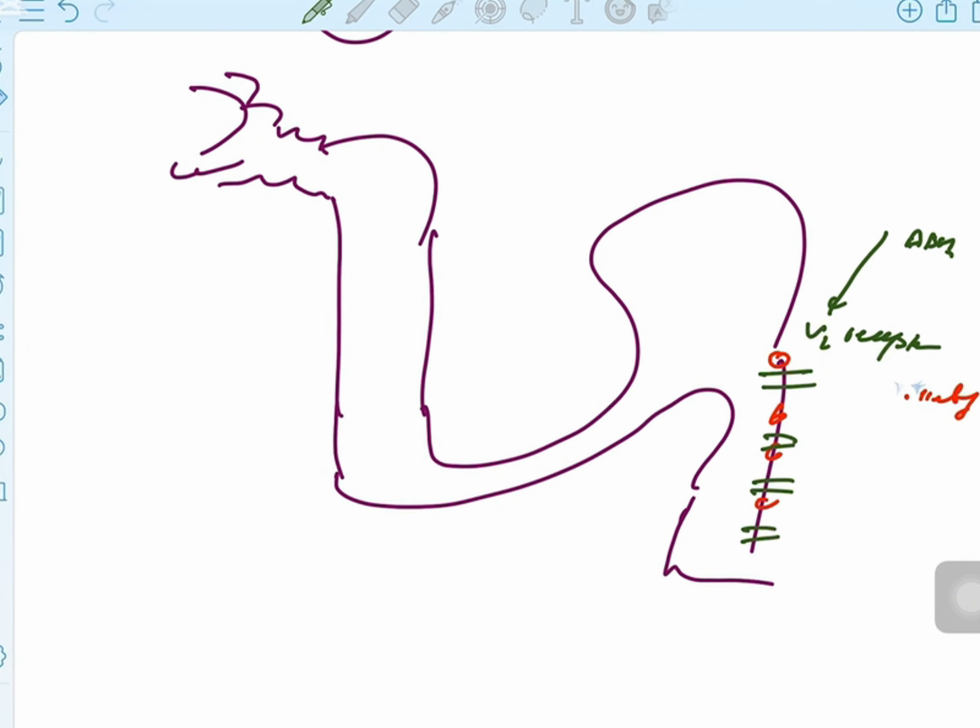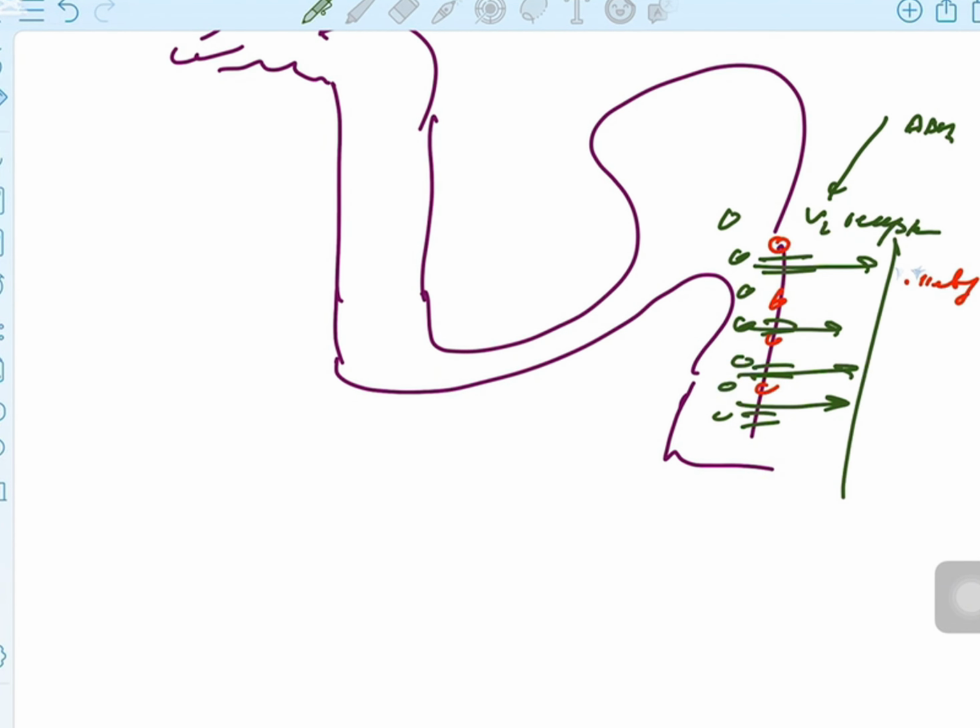These aquaporin channels will open. When the aquaporin channels are open, then only water will be reabsorbed from the kidney tubules, and where will it go? Here is the blood vessel. It will go into the blood vessel. When the fluid is going from the kidney tubules into the blood vessel, guys, then what is going to happen? The fluid will not come in the maximum amount into the urine.